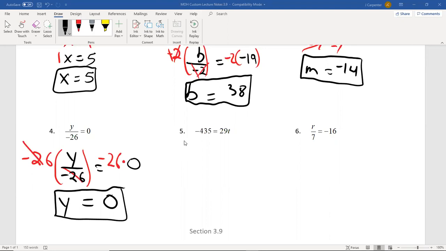Number 5. -435 equals 29t. Now again, a number and a variable sitting next to each other implies multiplication. So that means we need to divide both sides. Again, I don't care what that number is. I only care about the 29. So we got to divide both sides by 29.